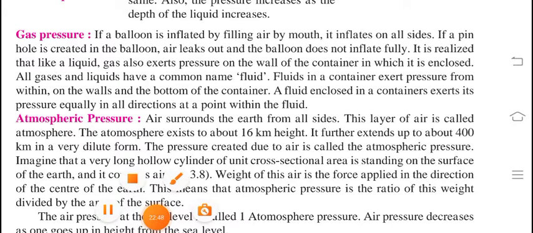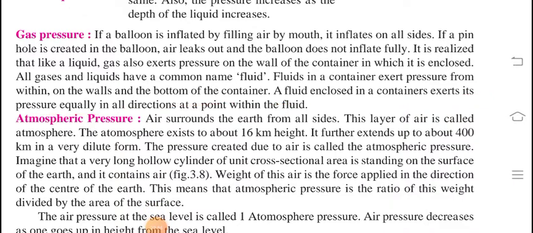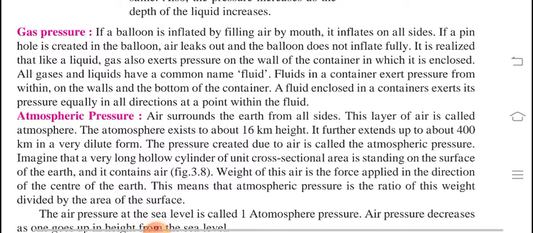A fluid enclosed in a container exerts its pressure equally in all directions at a point within the fluid, which we have seen in the bottle example. When you are filling water in the bottle, the water covers the overall area, and if you are filling air in a balloon, air is in the overall area. So we can say that fluids enclosed in a container exert pressure equally in all directions at a point within the fluid.